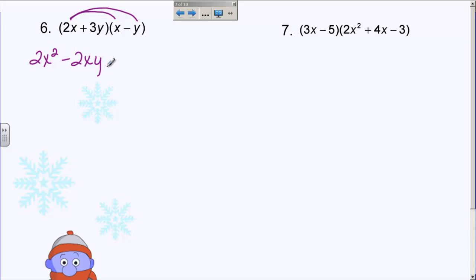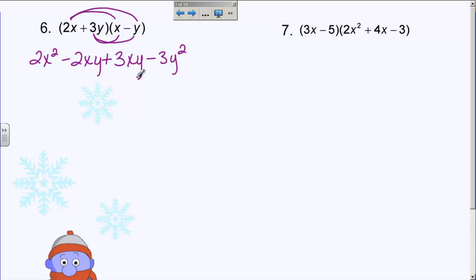We traditionally put the variables in alphabetical order. 3y times x, we're still going to put the variables in alphabetical order, so it becomes 3xy. It's the same thing as 3yx, just like I said. Traditionally, we put the variables in alphabetical order. And then 3y times negative y is negative 3y squared.